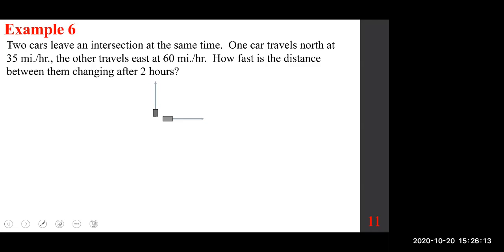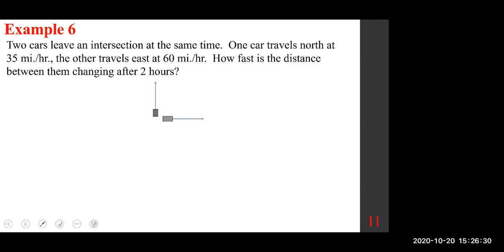I could. Sure. Two cars leave an intersection at the same time. One car travels north at 35 miles per hour. The other car travels east at 60 miles per hour. How fast is the distance between them changing after 2 hours?